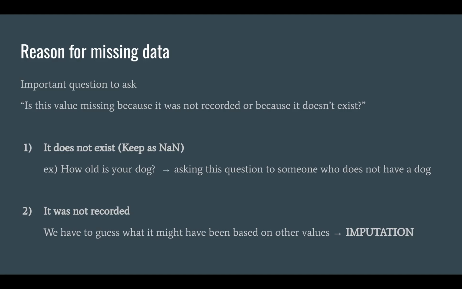On the other hand, if a value is missing because it wasn't recorded, then you can try to guess what it might have been based on the other values in the column and row. And this is called imputation.